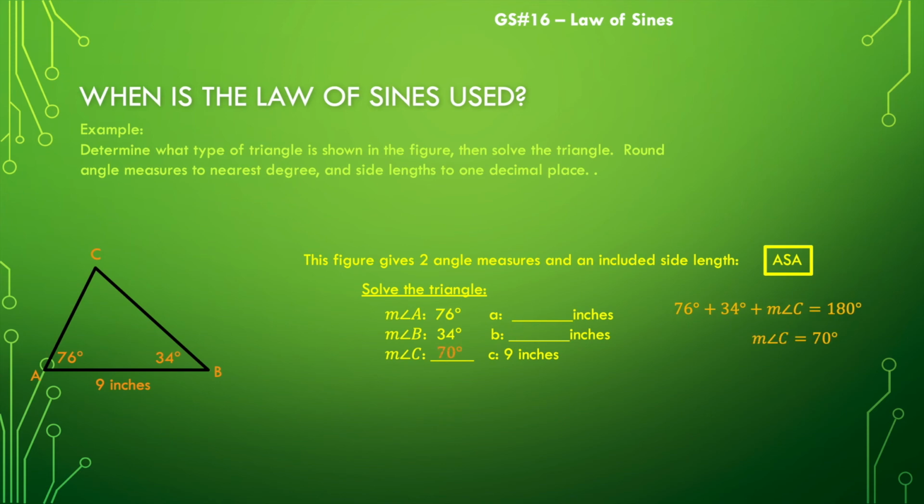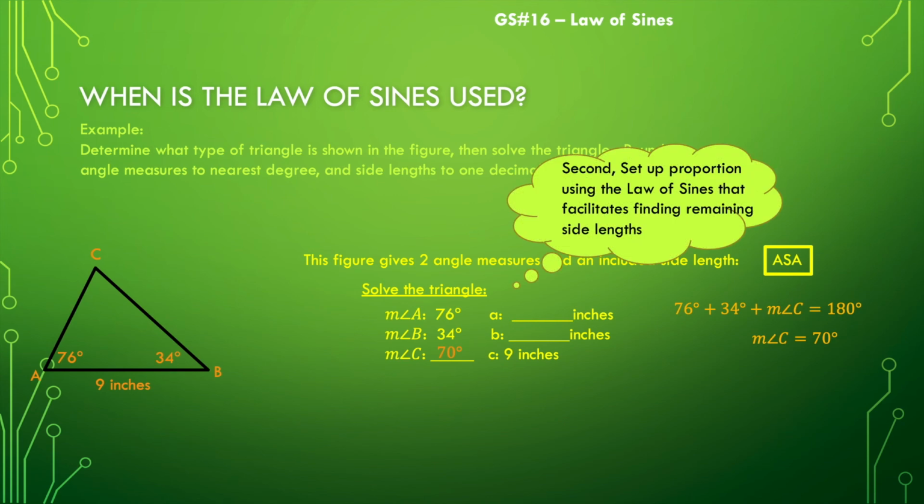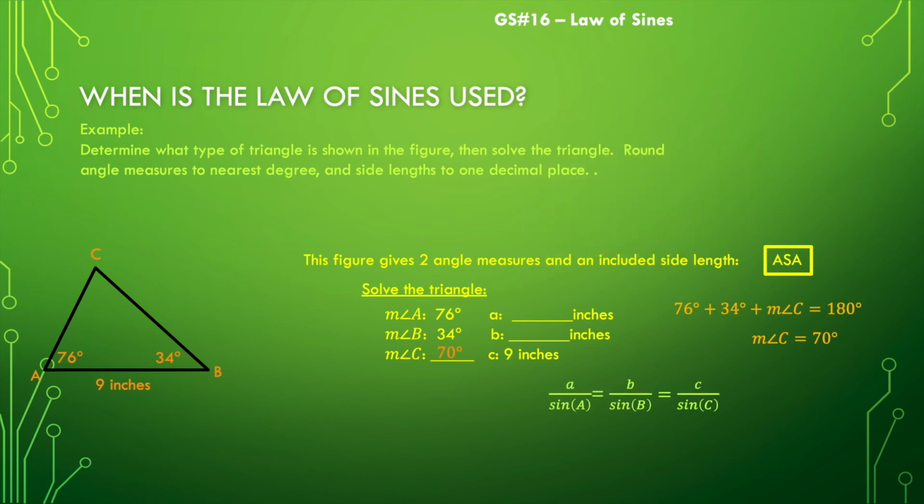So now, what do you think we'll do next? How are we going to find those missing side lengths? Well, if you said use that law of sines to set up a proportion, you'd be right there too. Okay, so again, here is our law of sines. Now, what is the pair that has the angle measure and the side length given? Notice that that is our C.